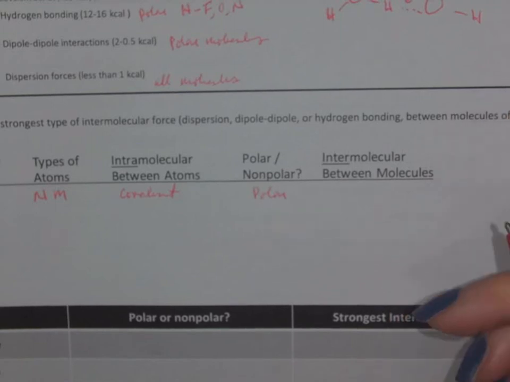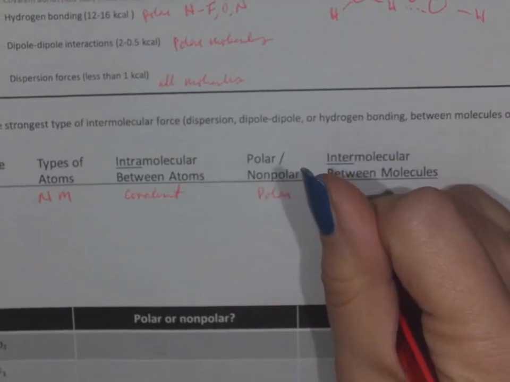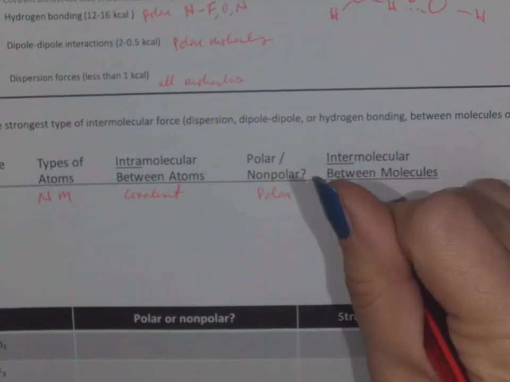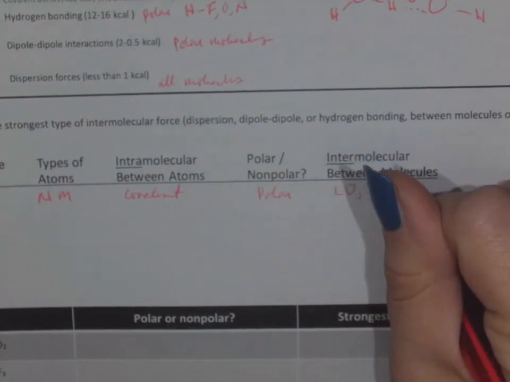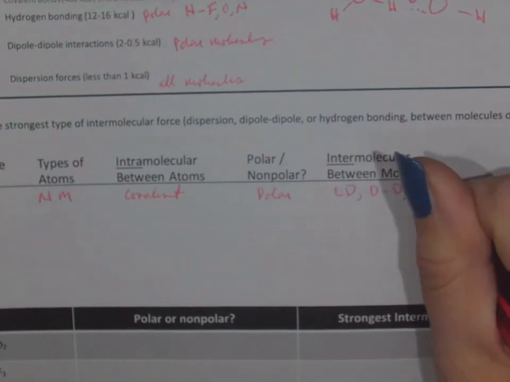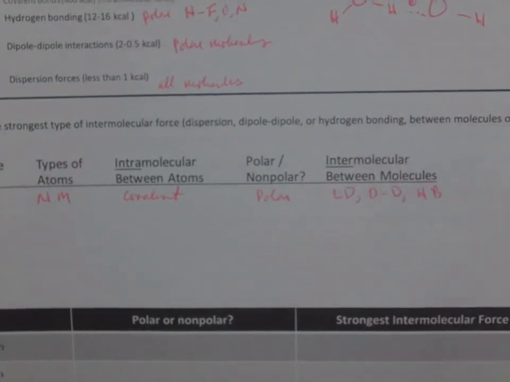So every single molecule experiences London dispersion. Okay, so London dispersion will always be one. It's a polar molecule, so we'll also have dipole-dipole. And then it meets the criteria for a hydrogen bond. So we have different IMFs that can occur between these water molecules.